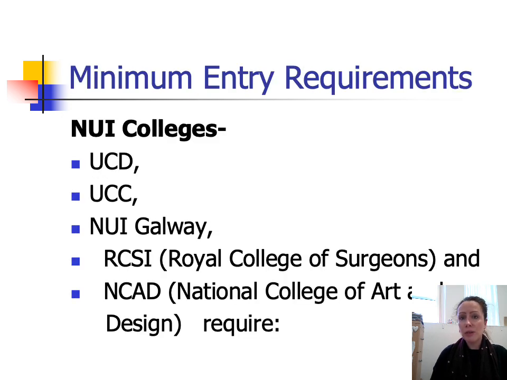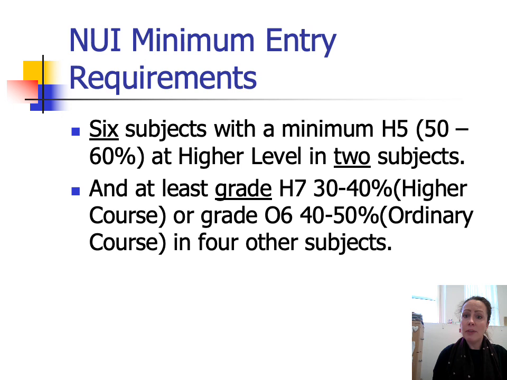So just to go through a few of them, the NUI colleges, the National University of Ireland colleges, which are UCD, UCC, NUI Galway, RCSI and NCAD. The minimum requirements are 6 subjects, with a minimum H5 at higher level in 2 subjects, and at least grade H7, 30 to 40%, or grade O6, 40 to 50% in 4 other subjects.